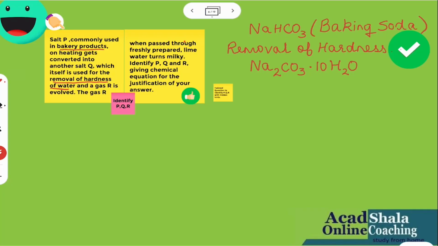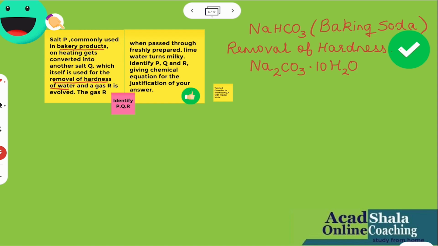It can come in the form of this type of question also, to identify P, Q, R. Yes, children. If you have studied, it will be in your mind that for removal of hardness of water, sodium carbonate is the compound. Yes, you know this. Sodium carbonate is the compound which is used for the removal of hardness of water. These two things we have identified with the help of the hidden hints in the question.